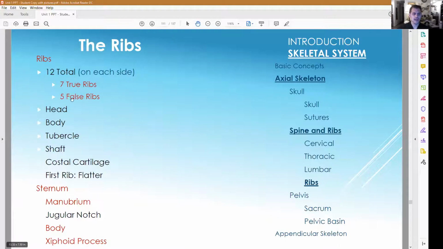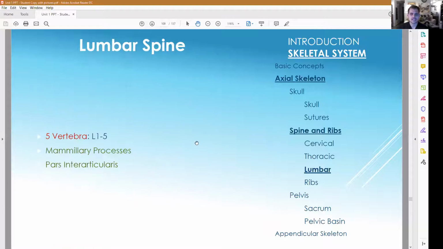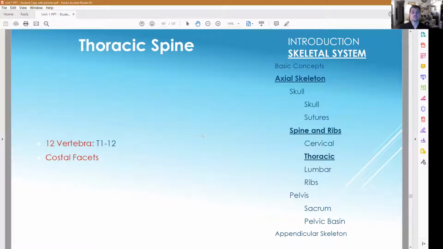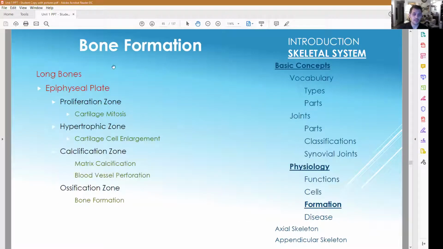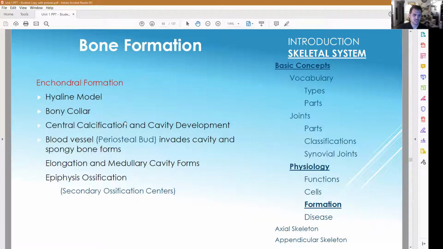So that's for the lab practicals. But then you'll ask, what about the information that isn't on the lab practical? Which is mostly the physiology. If it's anatomical, such as identifying bones or parts of something, it'll be on the lab practical. If it's physiology, like for example, knowing about enchondral bone formation, that you have a hyaline model and then a bony collar, this is more physiology. So this isn't something that would necessarily be on the lab practical.